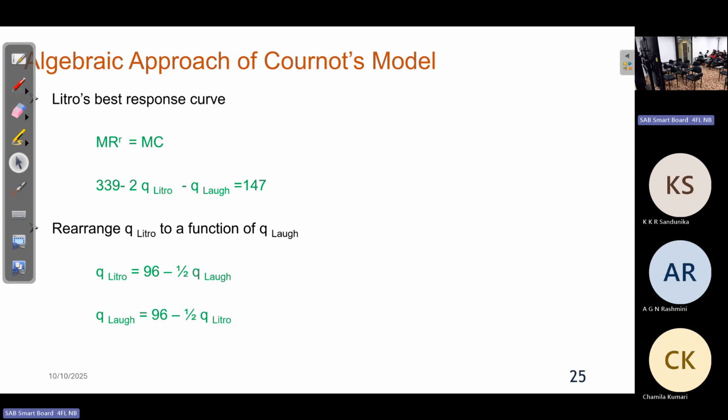Likewise, actions and reactions, both sides respond and react. Now this comes to an end when they reach the Cournot equilibrium. To decide that, these two should be equal. At equilibrium, the two best response functions should be equal. So now what do we do here?